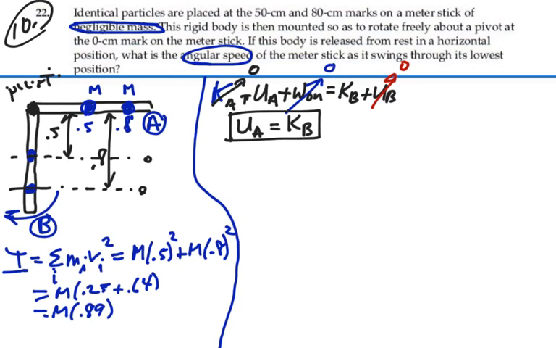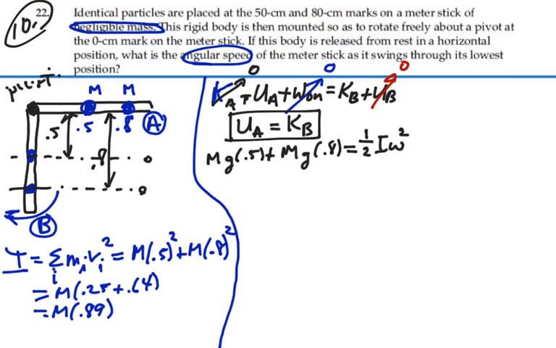Potential energy at A is going to be mg height 1, which is 0.5 meters, plus the other mass, which is mg height 2, which is 0.8 meters. And that's going to equal the kinetic energy at B, which is going to be all rotational for this rigid body. So that's going to be 1/2 the moment of inertia times the angular velocity squared. Now we can see where we're going to get the angular velocity from this energy formula for point B.